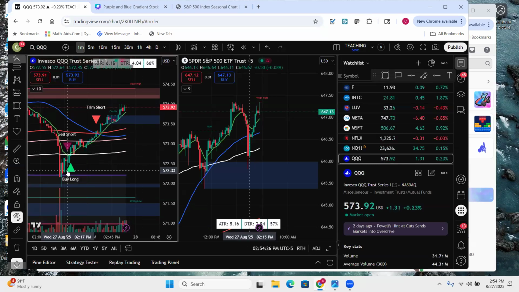Ooh. Sell short, trim your short, buy long. We got the buy long print on the QQQ and we could have rolled it all the way up.